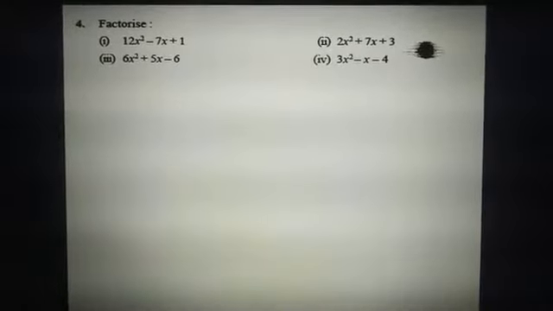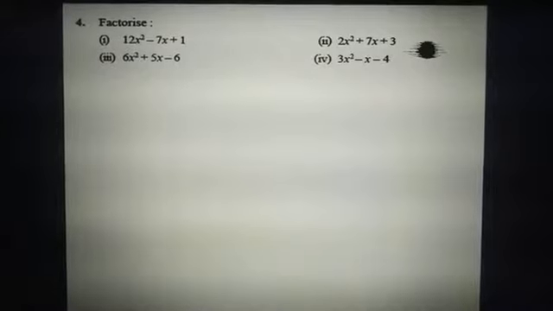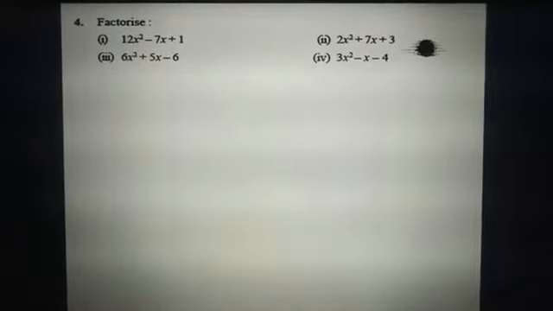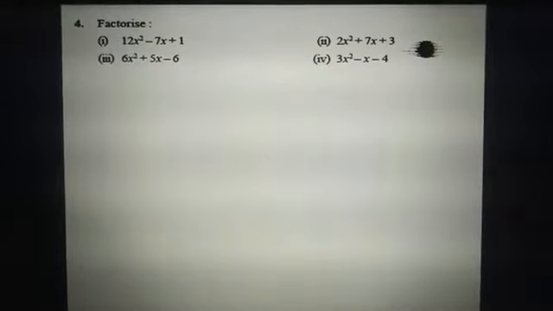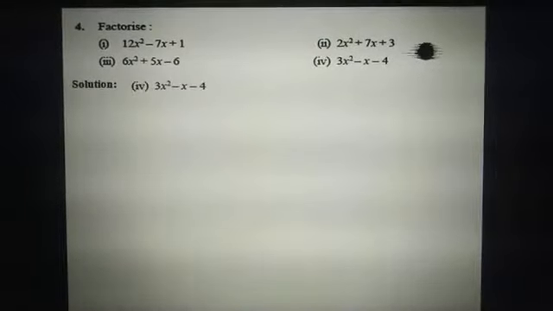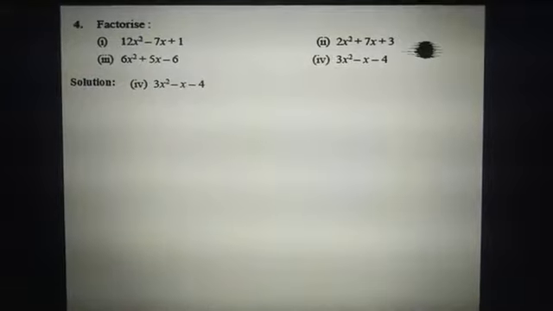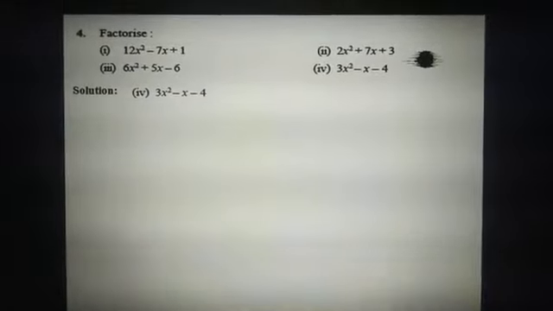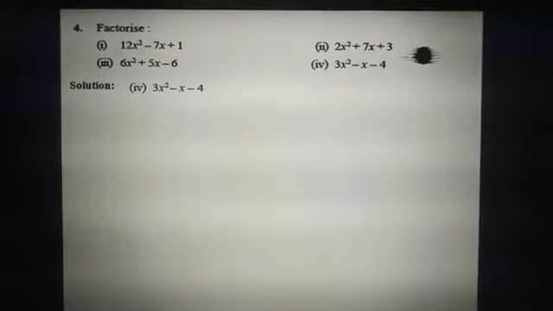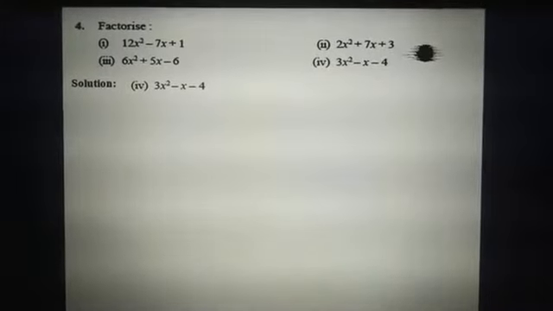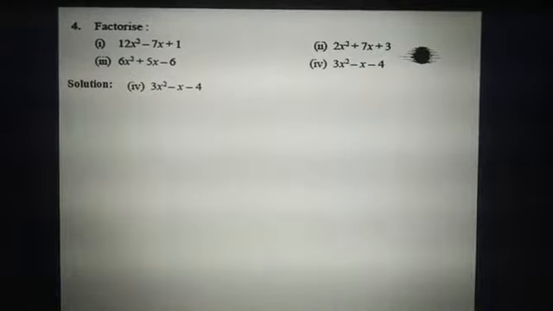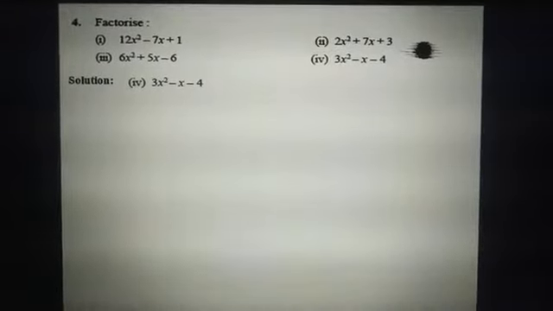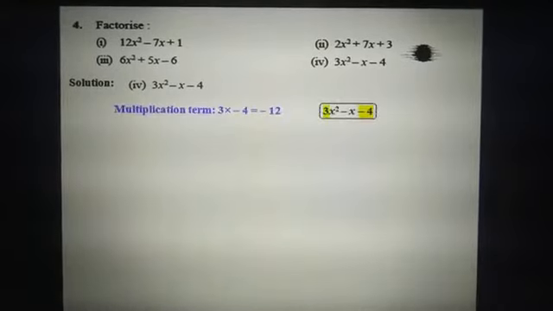Next, fourth sum. Factorize. Here 4 sums are given. In that, now I am going to explain the fourth one. The fourth sum is 3x squared minus x minus 4. See the first term, that is the x squared term. So how to factorize this polynomial, that is 3x squared minus x minus 4?